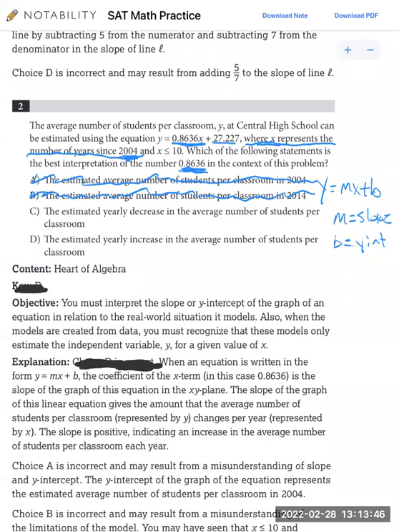So we're only left with 2 now. The estimated yearly decrease in the average number of students per classroom. In order for our slope to decrease, the slope would need to be a negative number. But it's not a negative number, it's a positive number. So we know the slope is going to go up no matter what. So close, but no cigar on that one. So by elimination, we know D is the answer because it is the estimated yearly increase, because the slope is positive, of the average number of students per classroom.